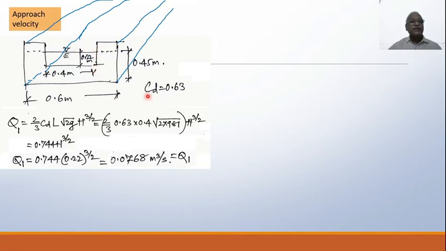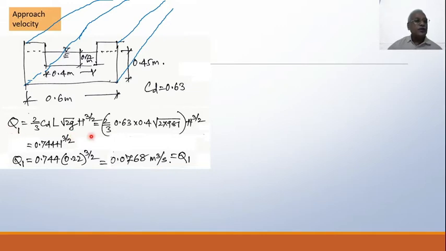Okay, then CD is given to be 0.63. Now you have to find out the discharge, it seems, using approach velocity. Now if I write an equation, Q is equal to 2 by 3 CD L root 2G H raised to 3 by 2. This is the plain form in the beginning.